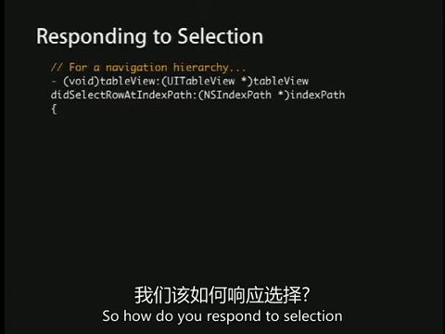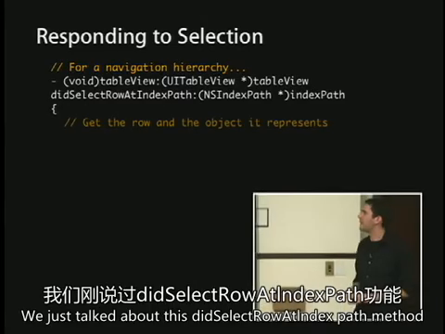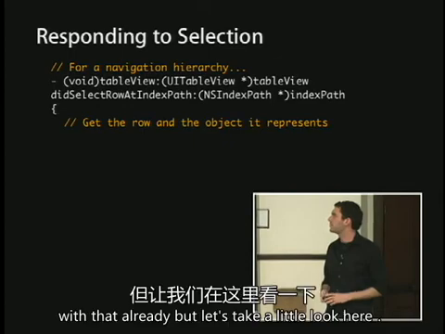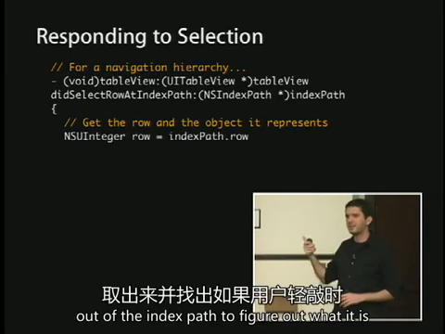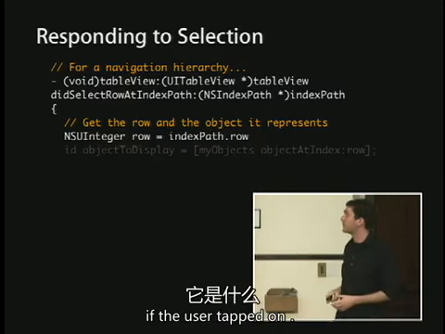So how do you respond to selection? We just talked about this didSelectRowAtIndexPath method, and we kind of talked about what you might do with it already, but let's take a little look here. So first off, you're going to get the row out of the index path to figure out what it is that the user tapped on.